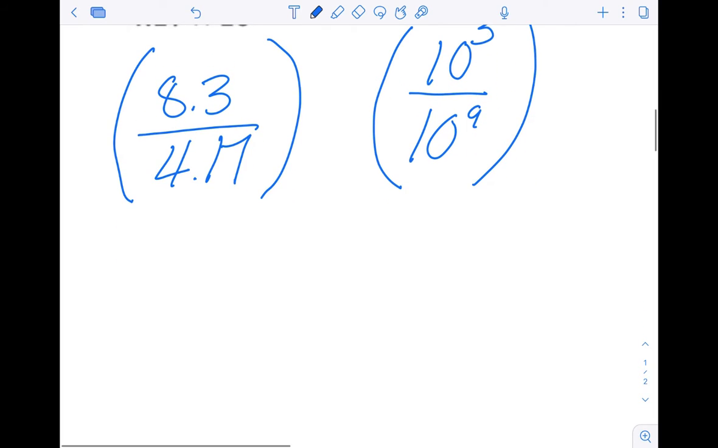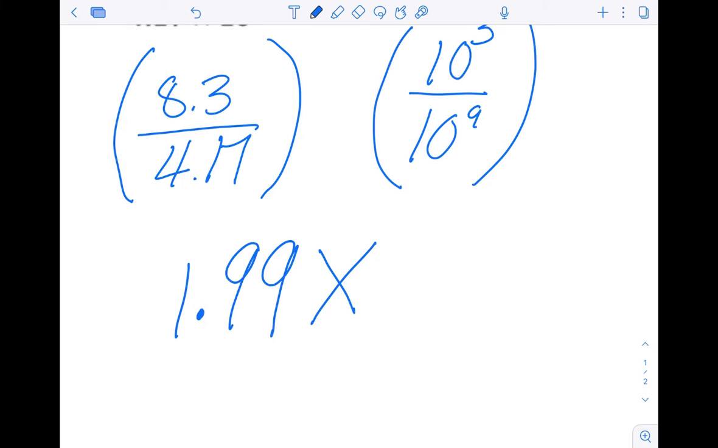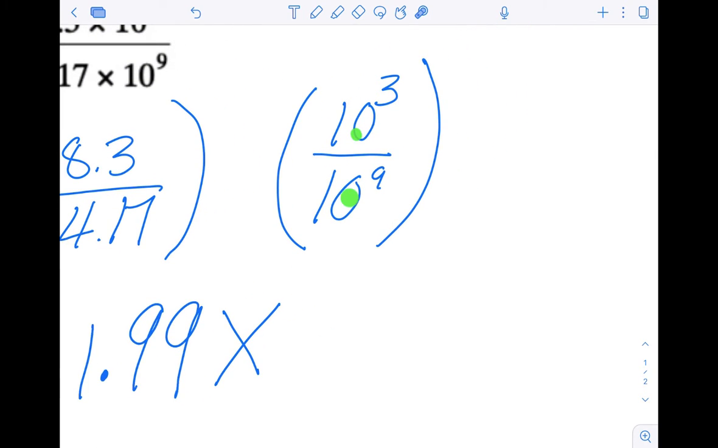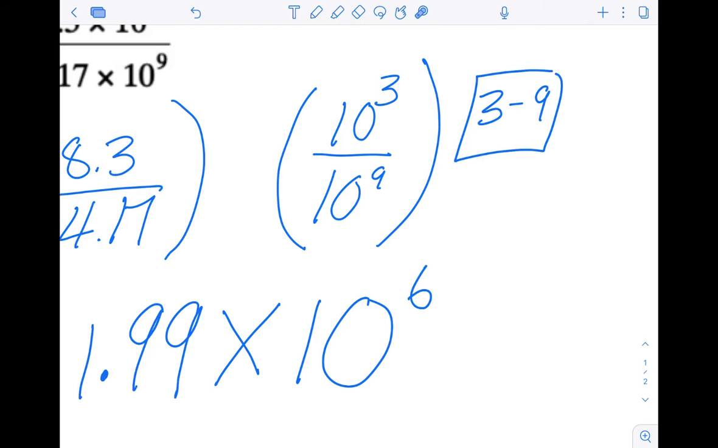So I get 1.99 times 10. I have the same bases and I'm dividing, so I'm going to subtract 3 minus 9. 3 take away 9. Well, they're different signs, and I have to subtract. 9 minus 3 is 6. And since I did 3 minus 9, I'll do it over here on the side. 9 is bigger than 3, and 9 is a negative. That means that this 6 is going to be a negative, just like this.